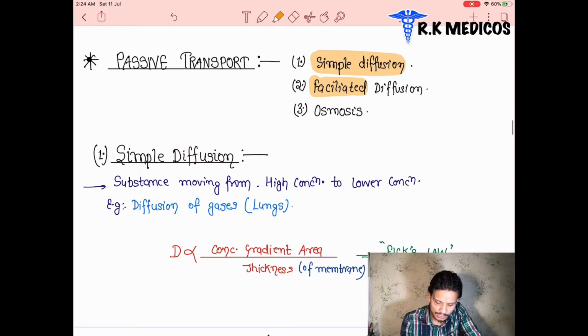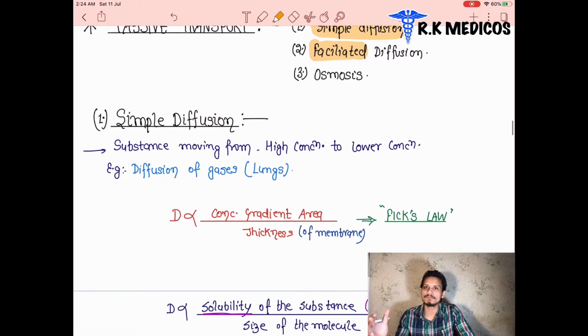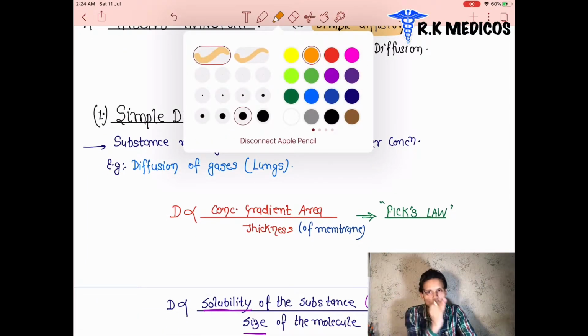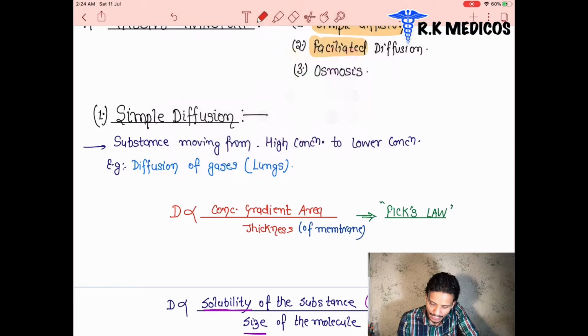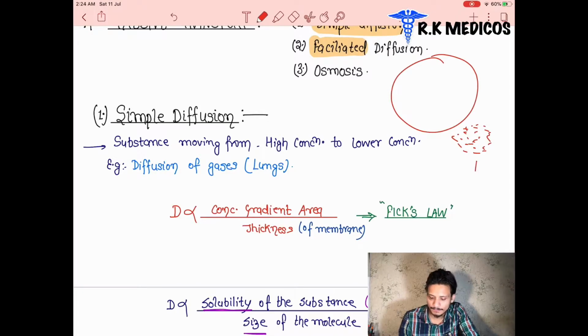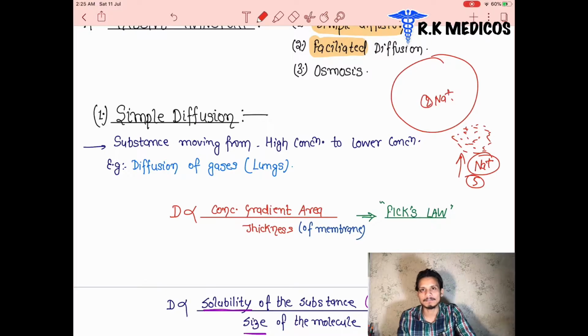Simple diffusion is any substances which are crossing from higher concentration to lower concentration. Suppose that this is a cell and there is a high concentration of some substance present here. Suppose the sodium amount is higher outside, with 5 sodium outside the cell and 2 sodium inside the cell. This sodium wants to enter the cell, but sodium transporters are active transport.